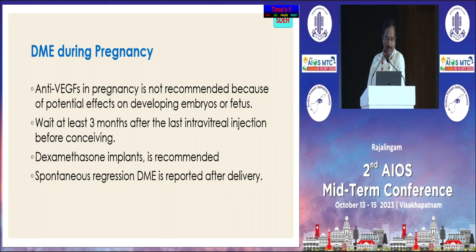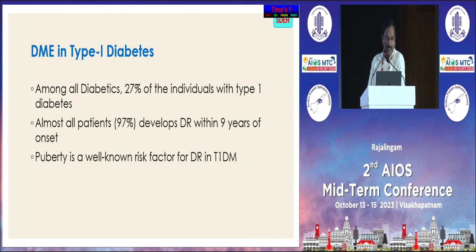DME with pregnancy. Anti-VEGFs in pregnancy are not recommended because of the potential effect on the developing embryo or fetus. Wait at least 3 months after the last intravitreal injection before conceiving. Dexamethasone implant is recommended. Spontaneous regression of DME is reported after delivery.